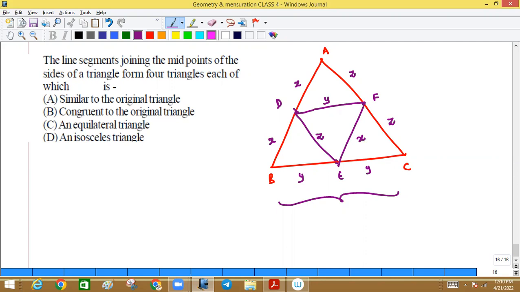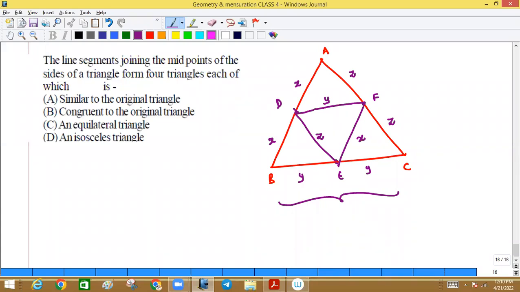The line segment joining the midpoints of 2 sides of a triangle is always half of the third side. This is the midpoint theorem that we have discussed. So if you look at DF, the third side is BC, that is 2y, so it is y. If you look at DE, it is half of 2z, that is z. EF is half of 2x, that is x. Now look at all the small triangles. What are the sides of all the small triangles? X, Y, Z, X, Y, Z, X, Y, Z, X, Y, Z.